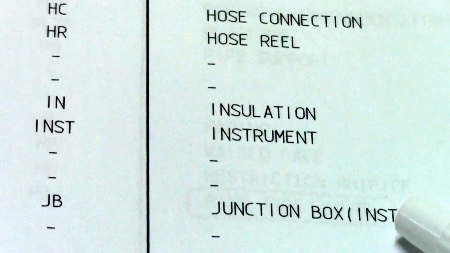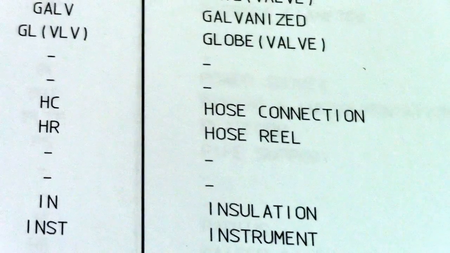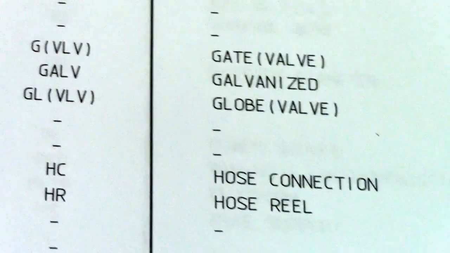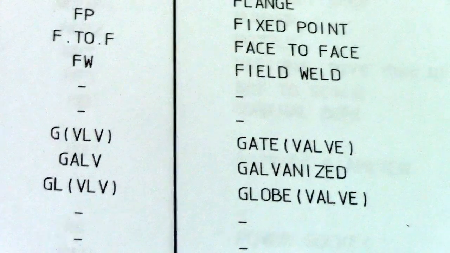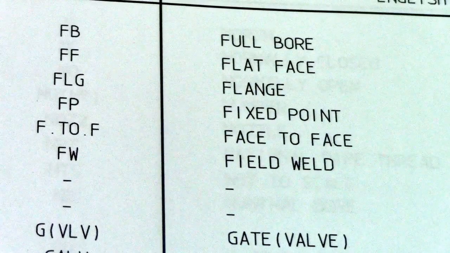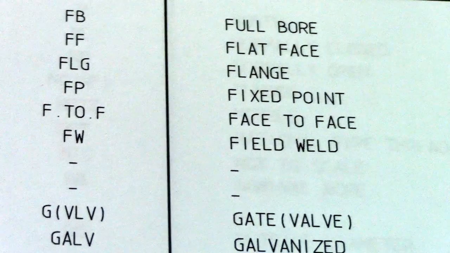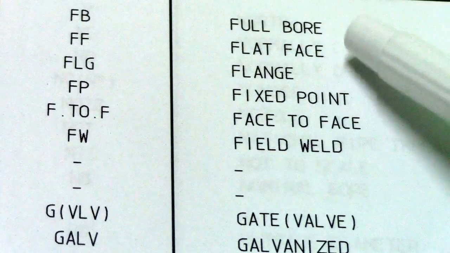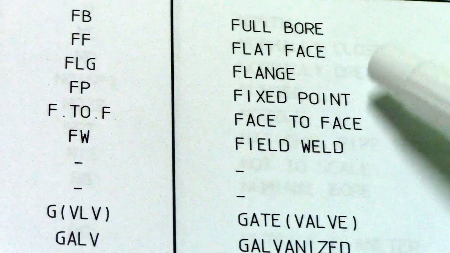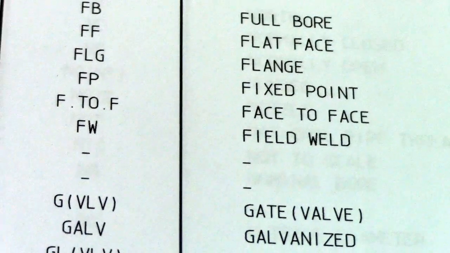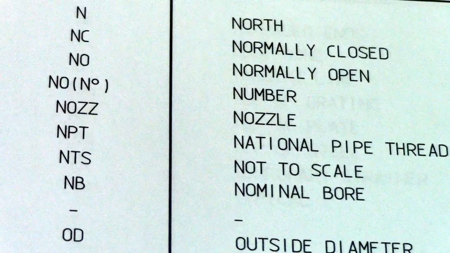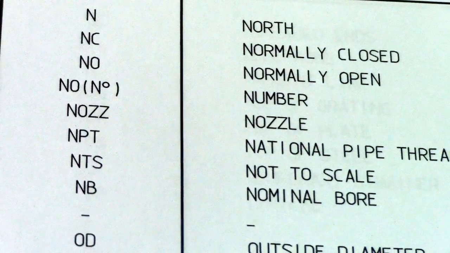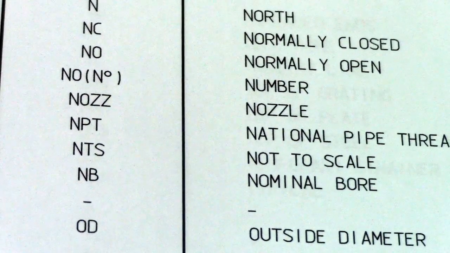Okay, instrument installation, hose reel, hose connection, globe valve, gate valve. This FB, full bore, flat base, flange, fixed joint. Take note of all of that, guys. So next.